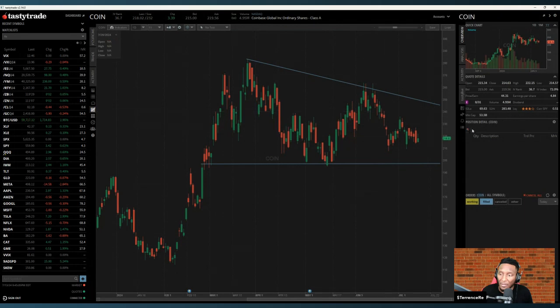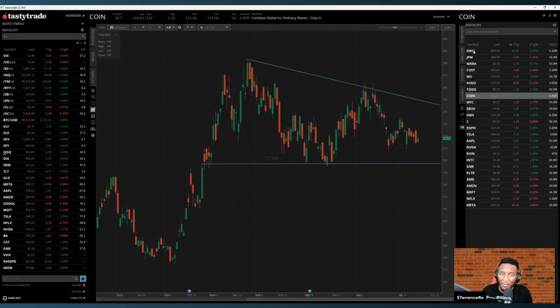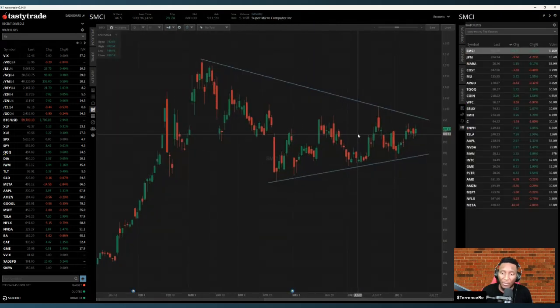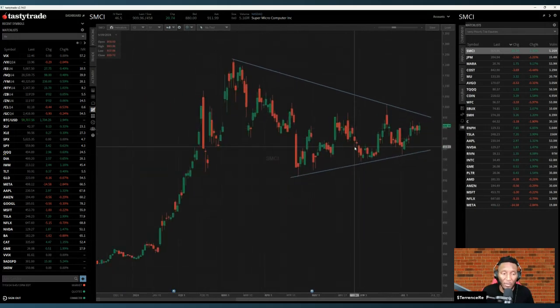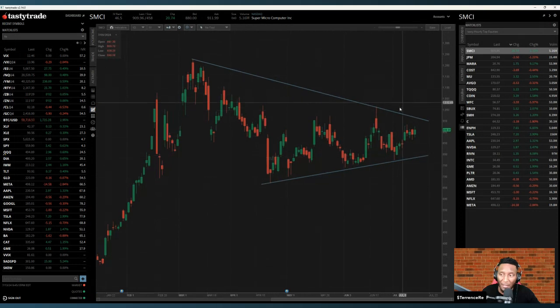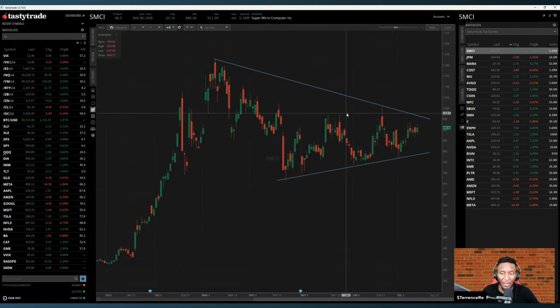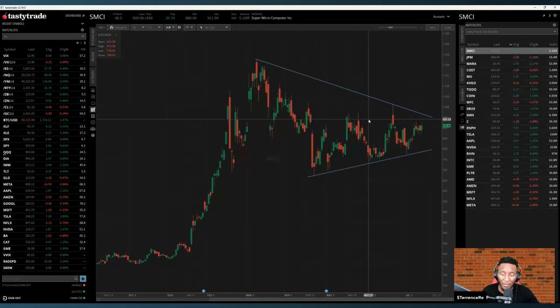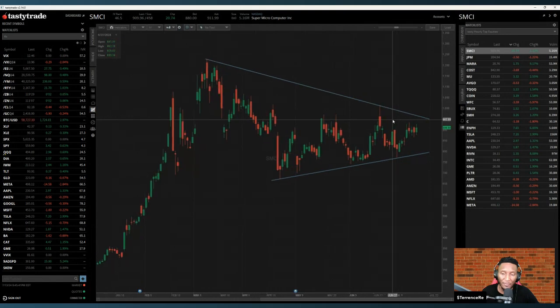Now I have some other stocks I want to come to. I wanted to look at SMCI, Super Micro Computer. Now it moves with Bitcoin as well. And you can see that these stocks that move with Bitcoin are correlated. The charts look similar. We got a nice triangle pattern here. Same thing. To be honest with you though, I would not do an undefined risk trade in Super Micro Computer because it can move so fast.